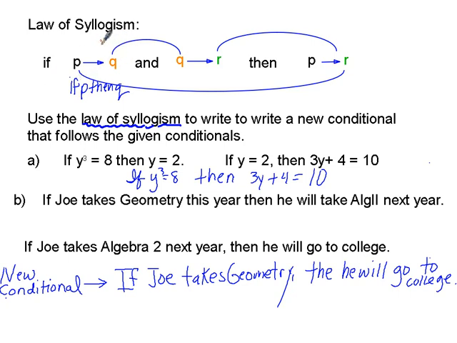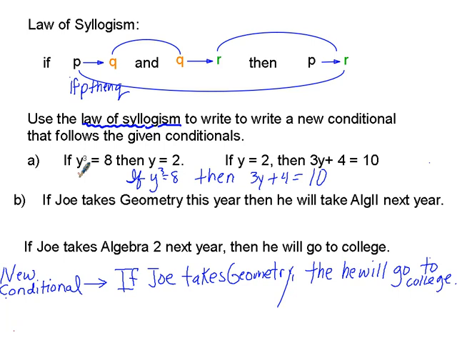The law of syllogism is also very important. It says that if P, then Q, and if Q, then R, then we know that if P, then R. So let's do some examples. Use the law of syllogism to write a new conditional that follows the given conditionals. We have two of them.